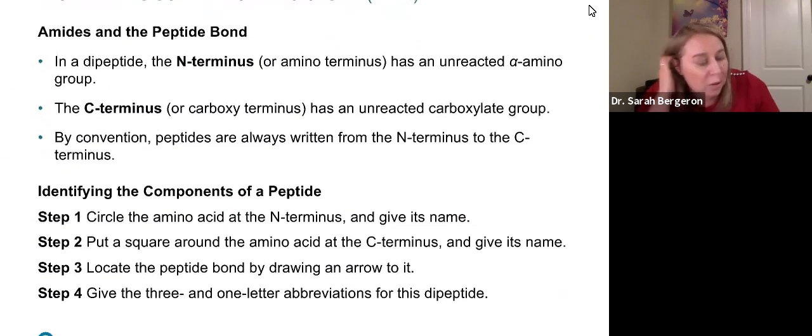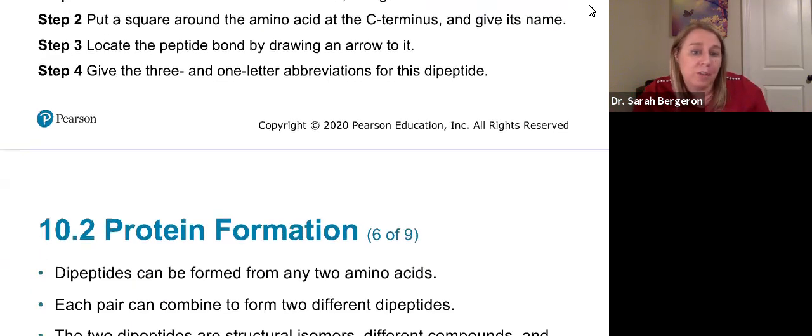So we always write our peptides from the N-terminus to the C-terminus, right? So you need to be able to circle amino acids, pick the one that's at the N-terminus, be able to name it, be able to pick the one at the C-terminus, be able to name it, locate peptide bonds, give your 3-letter and 1-letter abbreviations, all that kind of stuff.